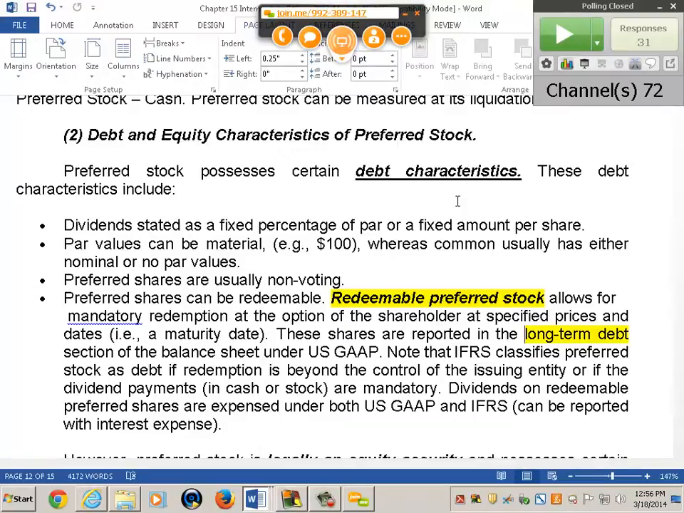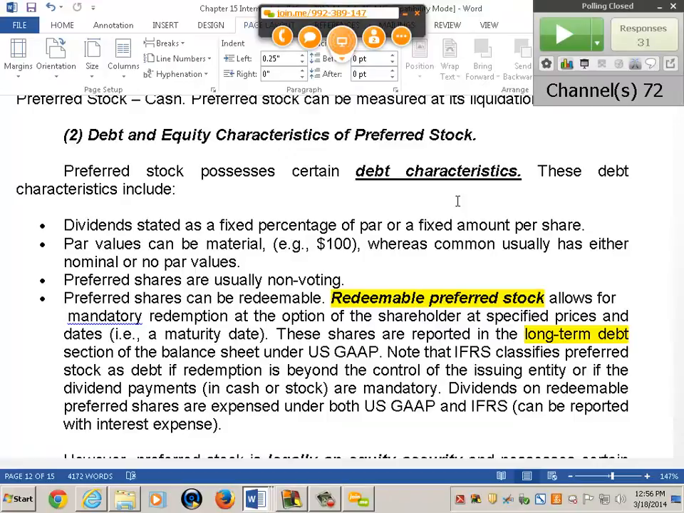Dividends are expensed on the income statement. So for redeemable preferred stock, it goes on the balance sheet as long-term debt, and the dividends paid on redeemable preferred shares are debited to an expense account. They're usually included with interest expense.